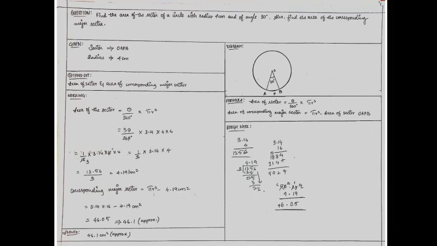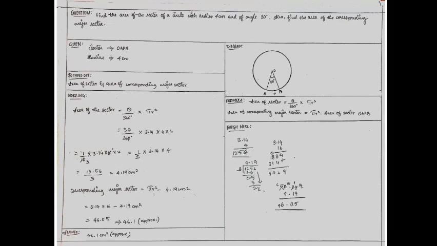To find the area of the sector, we are going to use the formula theta by 360 degree into pi r square. In this, I am going to take pi's value as 3.14. It will be easy for the calculations. If we substitute the values, we'll get the area of the sector as 4.19 centimeter square. Now we are going to find the corresponding major sector. Here we will be using the formula pi r square minus the area of the sector we have found out.